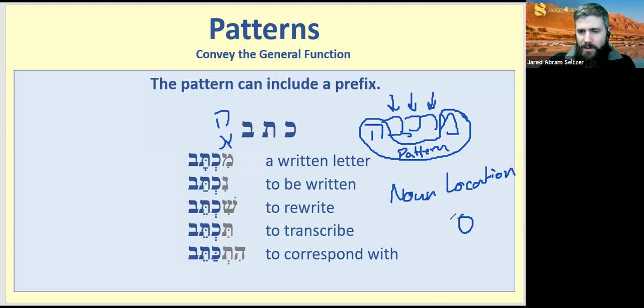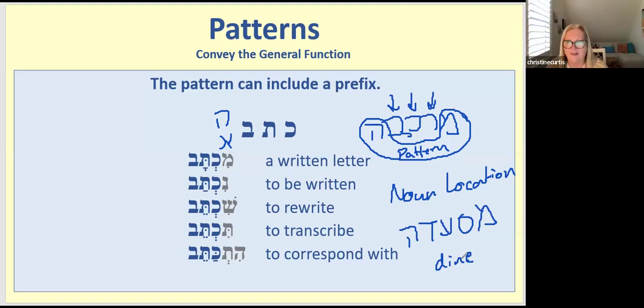The root sa'ad means to dine, to eat dinner. So what is a mis'ada? Well, it has that same pattern. So it's a place of dining. It's a restaurant.